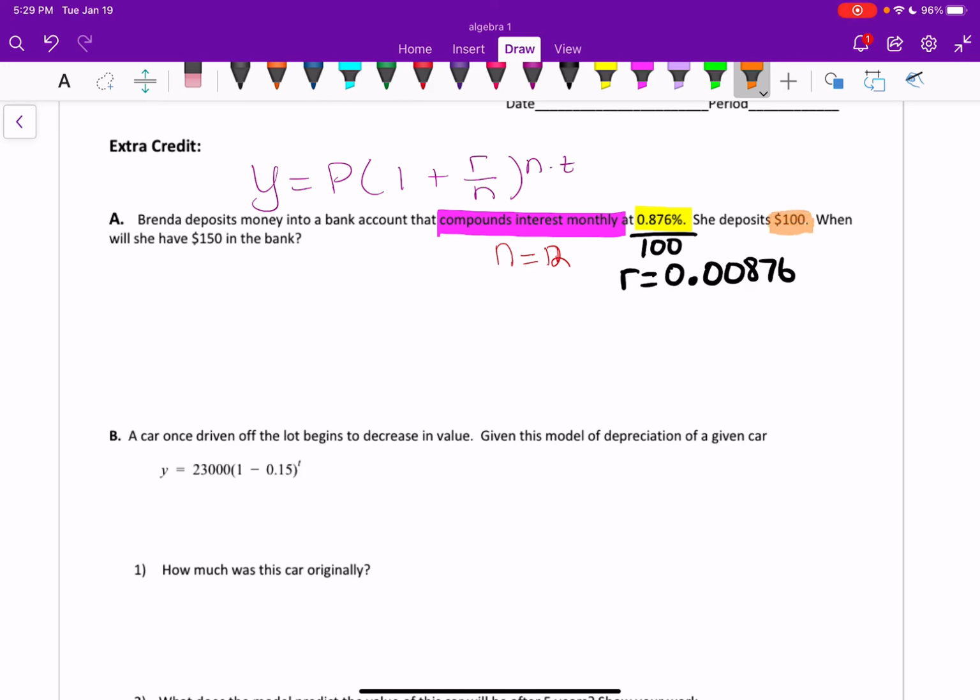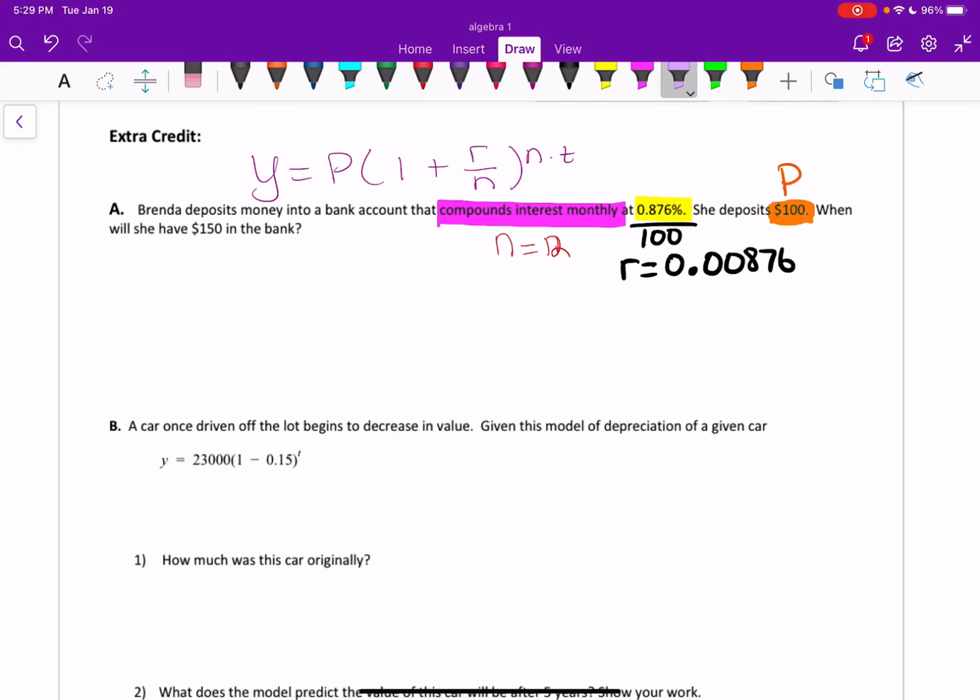Now, what did she originally deposit? $100, okay. So that's our original, that's our principal. So I'm going to put that as my P. When will she have 150? 150 actually stands for our Y. The question is, when will Y be 150? So let's write this out. 150 equals 100 times (1 plus 0.00876 over 12) to the 12t power. Okay, so we've got to figure out how many years.